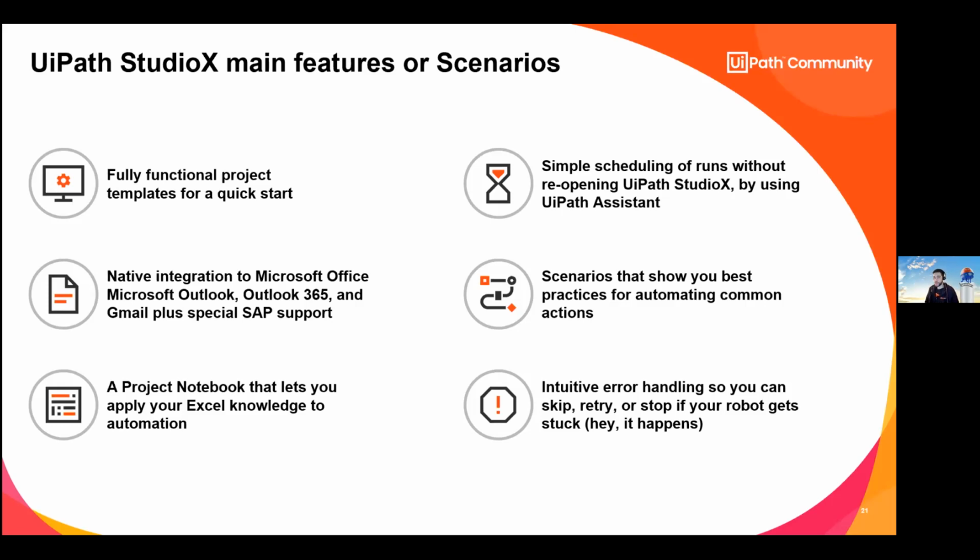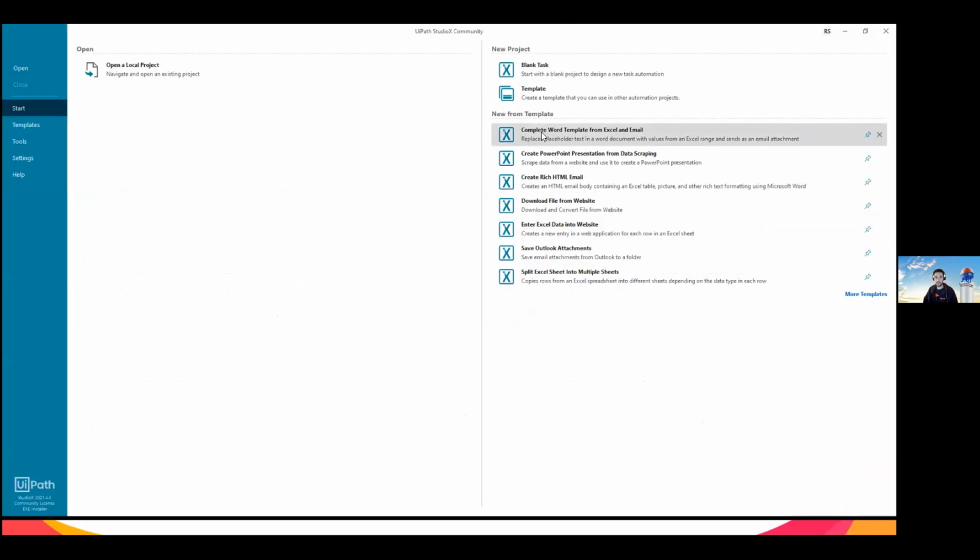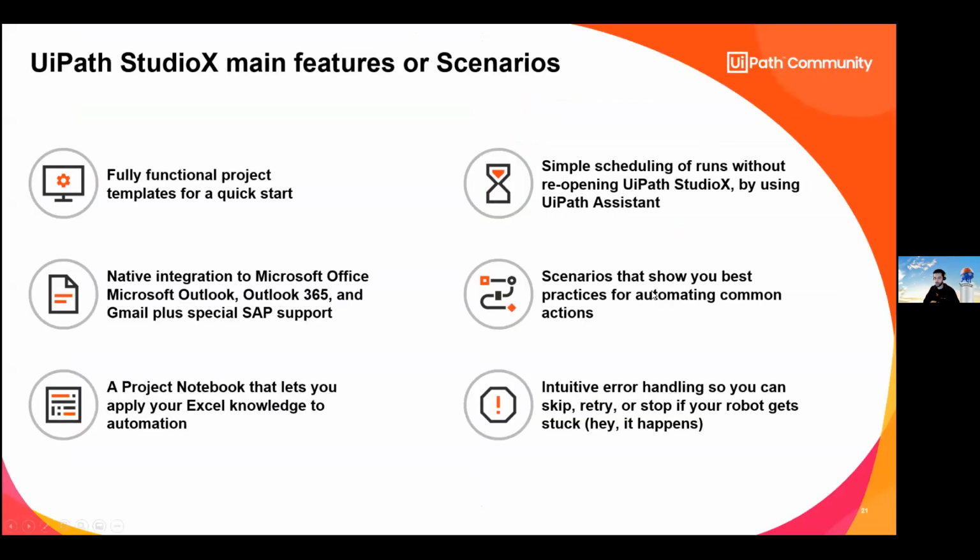You also have scenarios, let's say you need to work with a Word template and complete data coming from an Excel. You have a template scenario for that. Let me just show you a little bit. You have here complete Word template from Excel and email, create PowerPoint presentations, create rich HTML email, and a lot of other ones. So these are scenarios for common automations that you can do with StudioX. And again, you have those predefined, so you have the best practices already put in there.